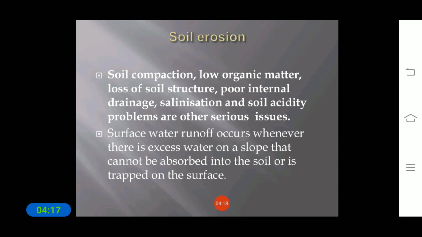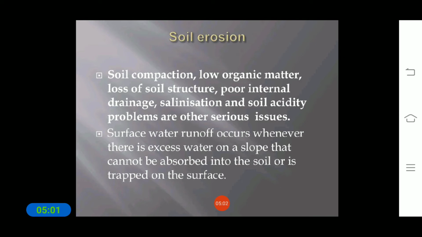The salt water that enters and can be seen on the surface of the earth may also cause soil erosion, and also soil acidity. By the action of acids, the soil may get eroded, and these are other serious issues that may cause soil erosion, and also the surface water runoff. Surface water means the water, for example rain water, that when it falls on the earth will run off, and it occurs whenever there is an excess of water on a slope that cannot be absorbed into the soil.